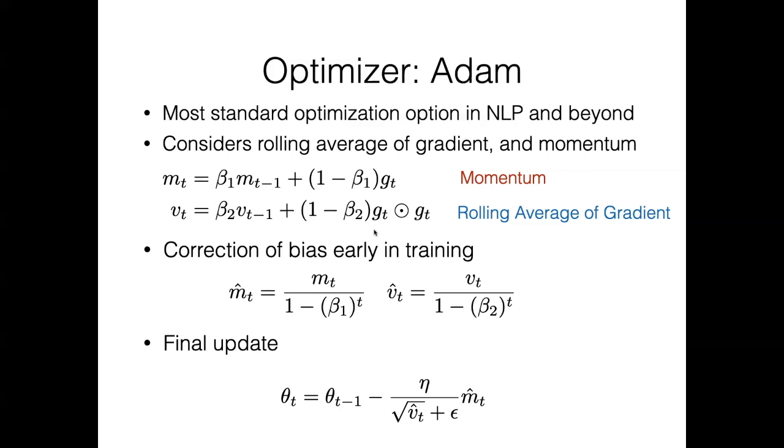So that final term, the rolling average, the G something, is that the outer product or what's happening there? Yeah, so in the paper, they just write it as G_t squared. So I guess this would just be the element-wise product.